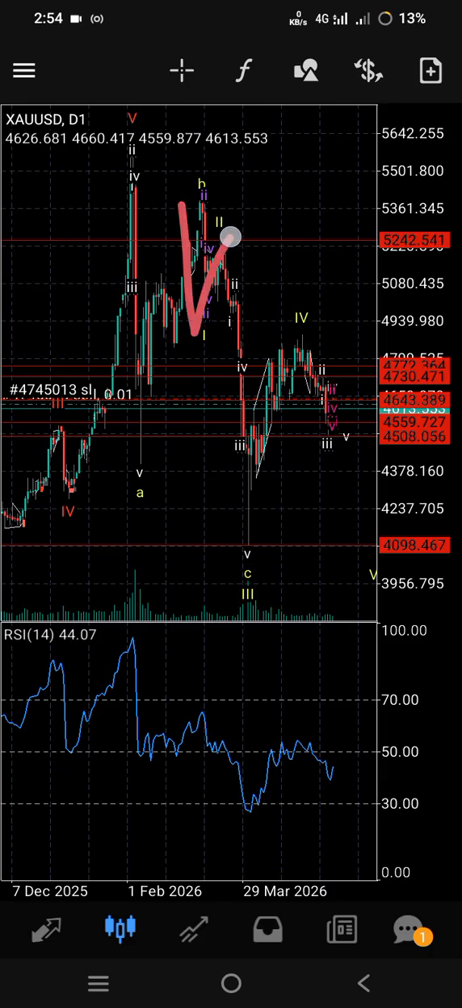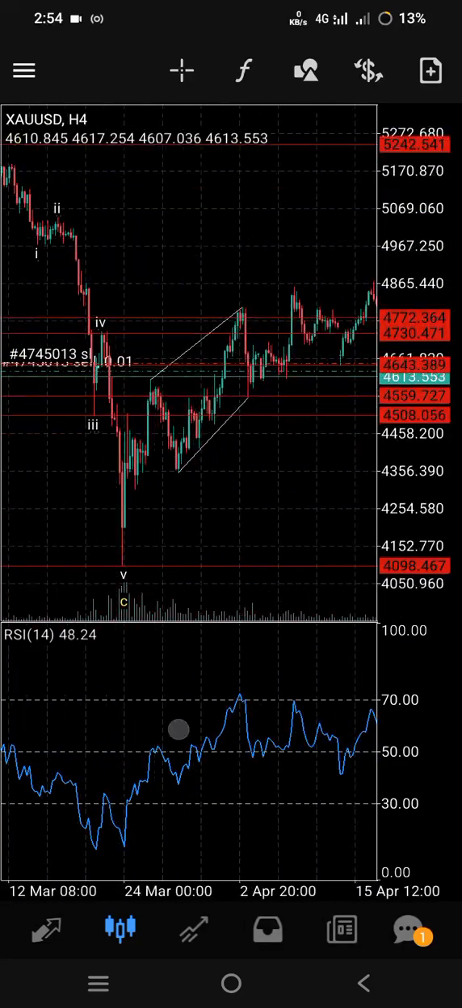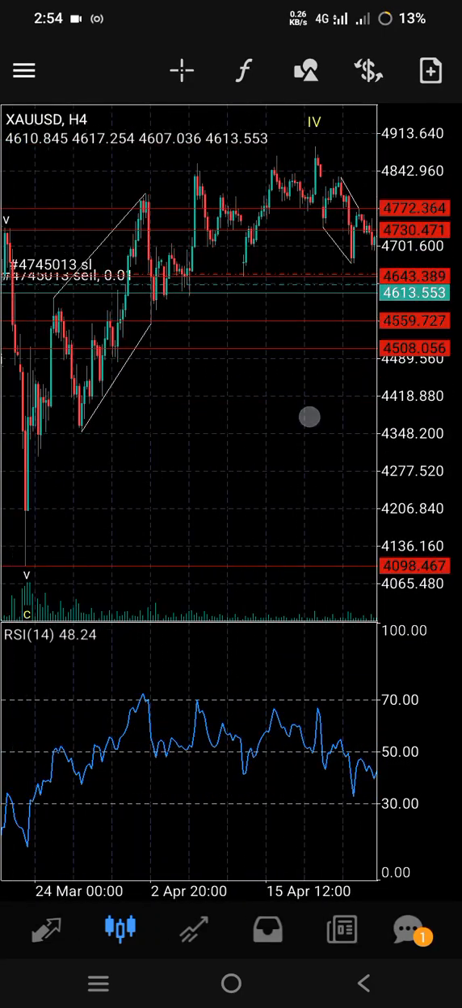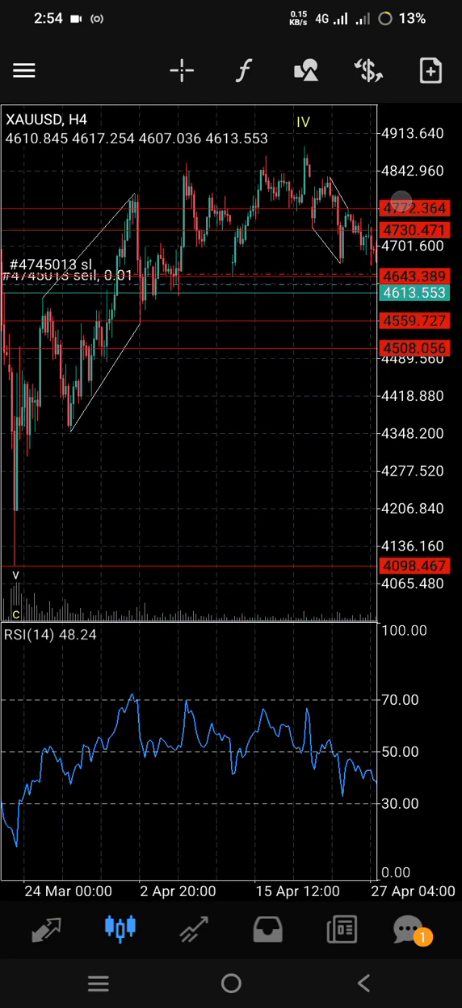So I'm expecting 1, 2, 3, and then this 4, and then 5. So that's what I'm working with currently. I've seen other analysts try and sort of put in a leading diagonal here. Don't really like the idea, but we'll have to wait and see how it goes.